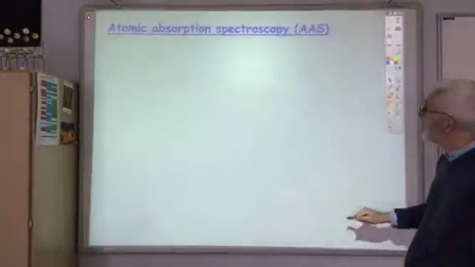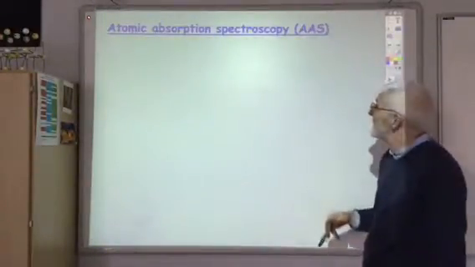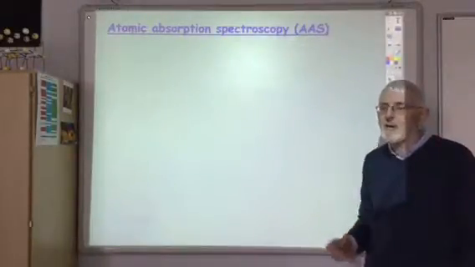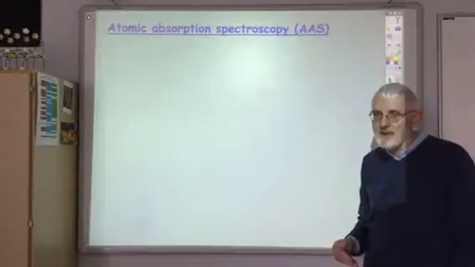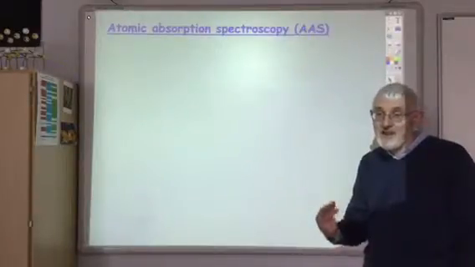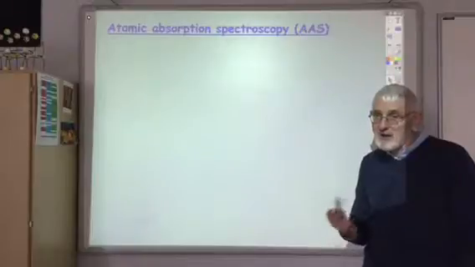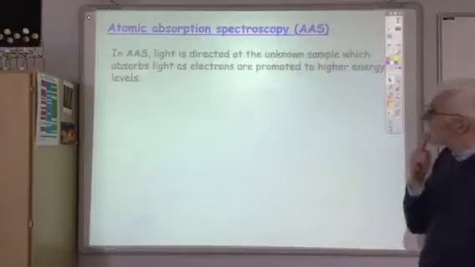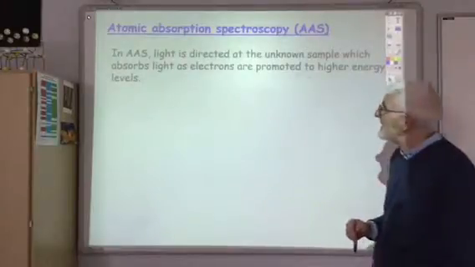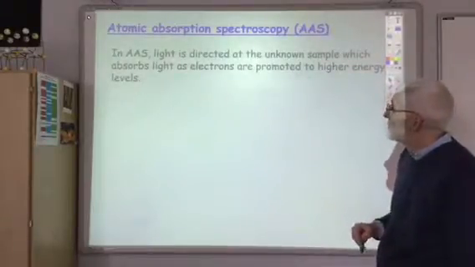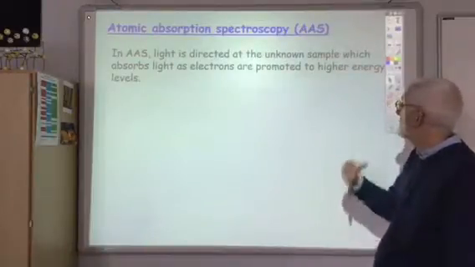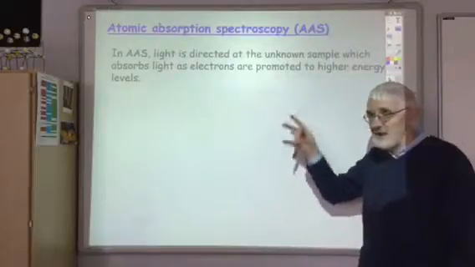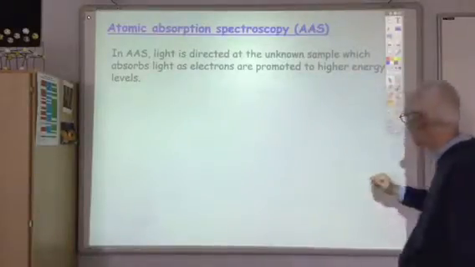Right, finally we want to look at atomic absorption spectroscopy, which I always consider to be the ugly sister of atomic emission spectroscopy. They're both very, very similar, which makes them quite easy to confuse. In atomic absorption spectroscopy, light is directed at the unknown sample, which absorbs light as electrons are promoted to higher energy levels. So what I'll try and do is contrast the emission spectra with the absorption spectra.